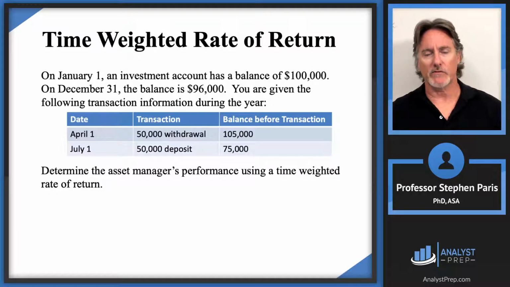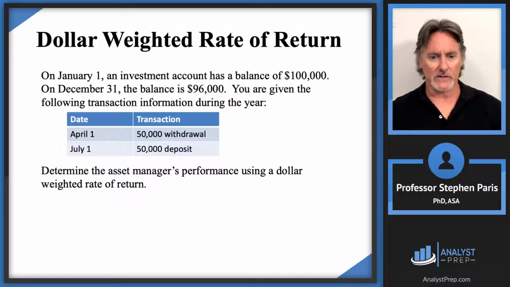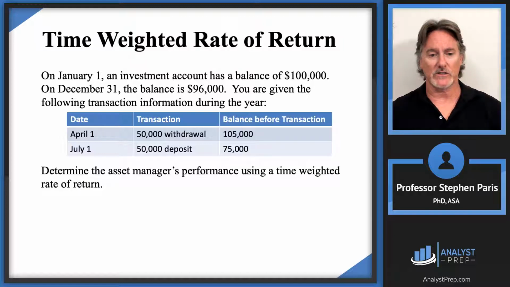I need to know some information about how much was in the account on these dates. So I've added this last column. The balance before the transaction was $105,000 on April 1st and $75,000 on July 1st. And we want to determine the asset manager's performance using a time-weighted rate of return. So next slide, I just want to show you the dollar-weighted rate of return example that we did in that lesson, just to convince you we're looking at the same numbers. I just have to throw in some extra information about what the balances are at the times of those transactions.